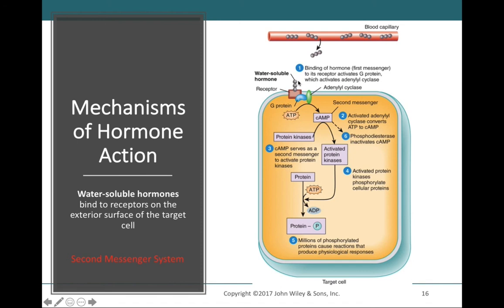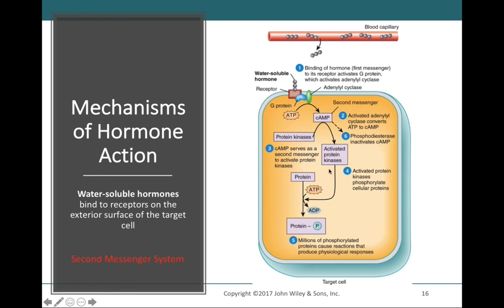So we have the hormone binding to the receptor, which activates the G protein, which in turn activates adenylyl cyclase, and adenylyl cyclase will take ATP and convert that to cyclic AMP. So that's why we refer to this mechanism of action as including a second messenger system. Now once cyclic AMP is activated, it will then in turn activate another enzyme. It's going to take what are known as protein kinases and activate them.